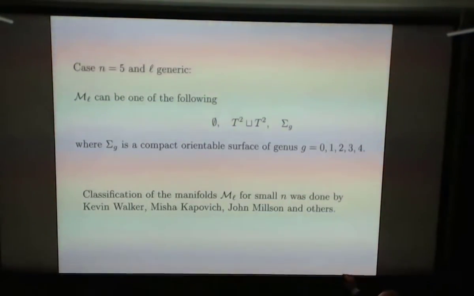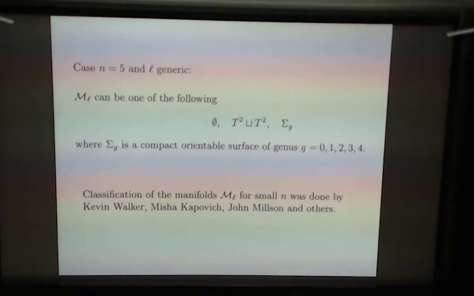For n equals 5, this ML is a surface. In general, it has dimension n minus 3, so if n is 5, it is two-dimensional. So it's a closed orientable surface, and it can be one of these 7 surfaces: the empty set, 2 tori, and a closed surface of genus 0, 1, 2, 3, 4. And here there are people who initiated the theory and made very important contributions: Kevin Walker, Misha Kapovich, John Millson, and others.